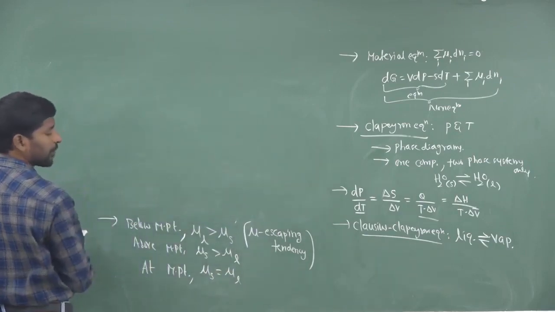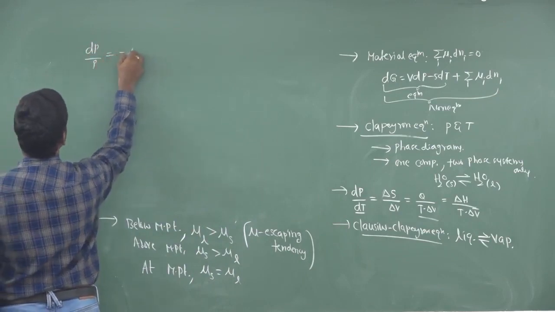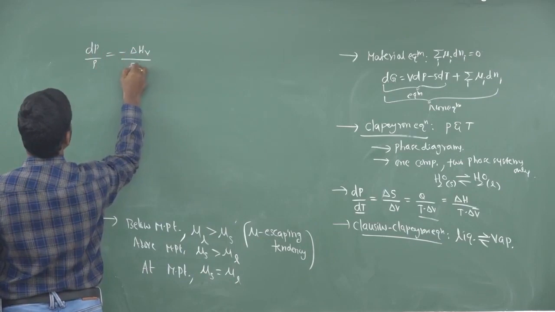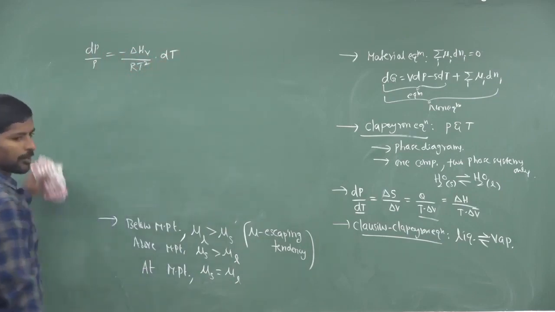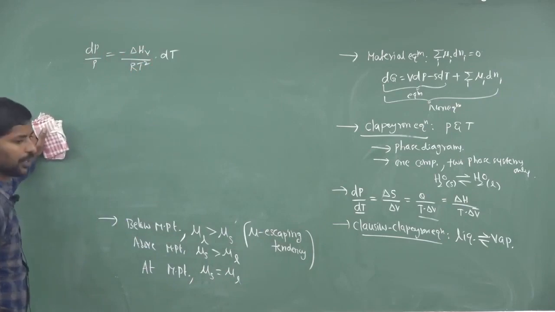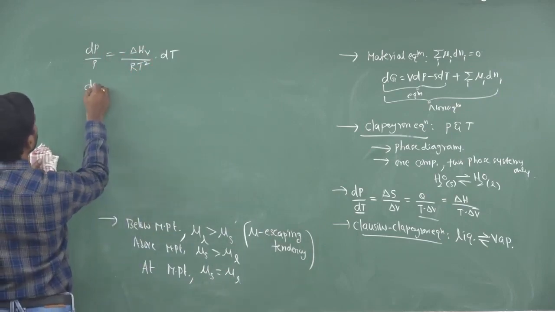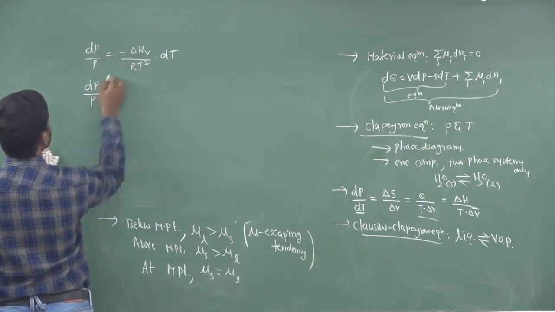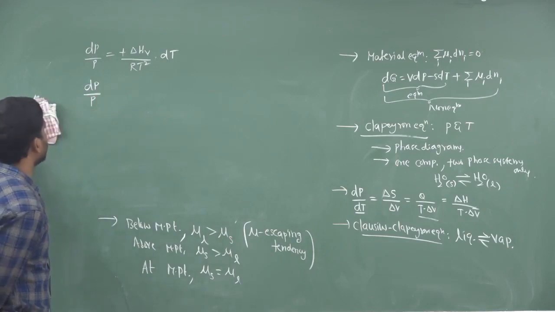What is the Clausius-Clapeyron equation? dP by P is equal to minus delta HV by RT square into dT. Minus or plus? Sorry, plus. dP by P is equal to delta HV by RT square into dT.